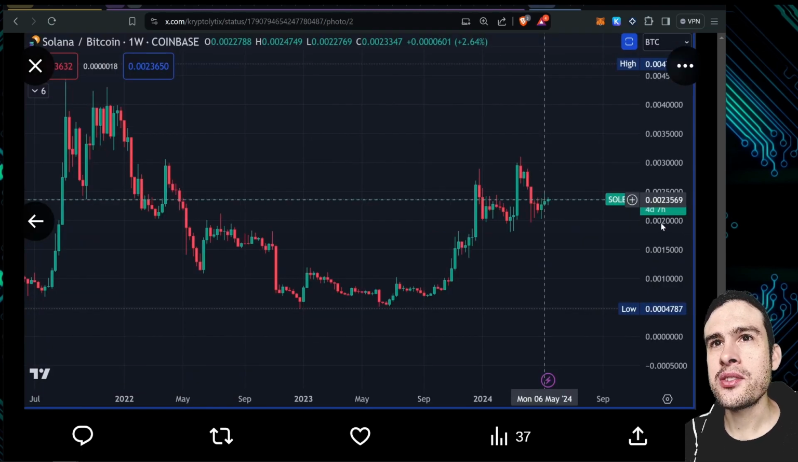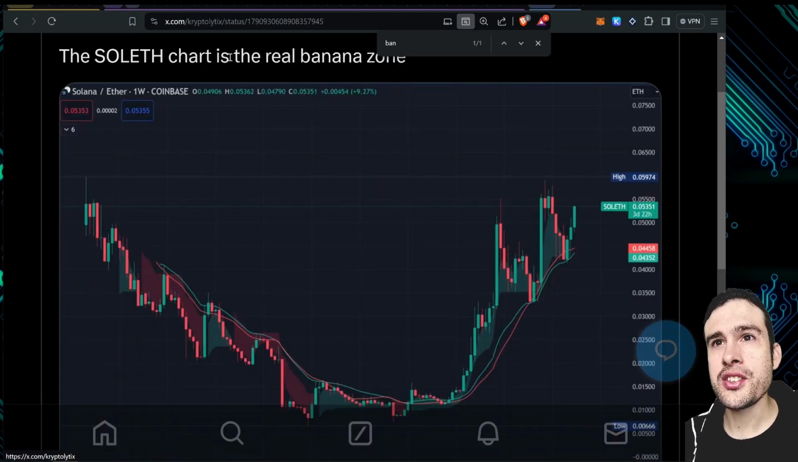And then we compare that to the Solana Bitcoin chart. I mean, this looks really nice comparatively. And also, if you look at the Solana ETH chart, it looks like the real banana zone that we should be watching, right? So this is the SOL ETH chart. This is all about to take out its all-time high.